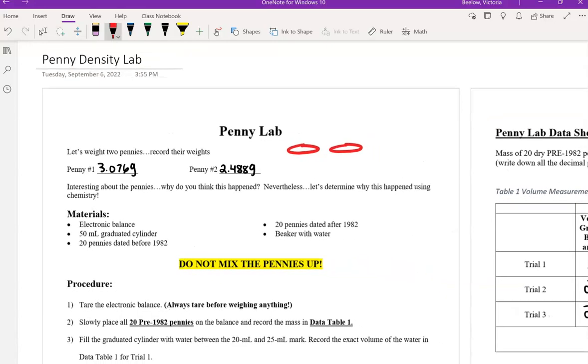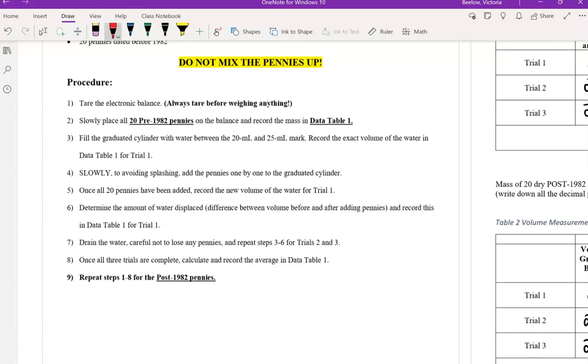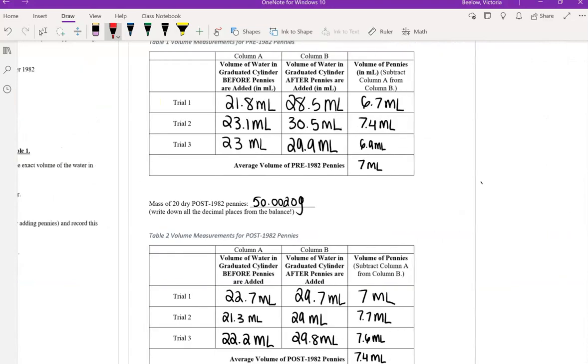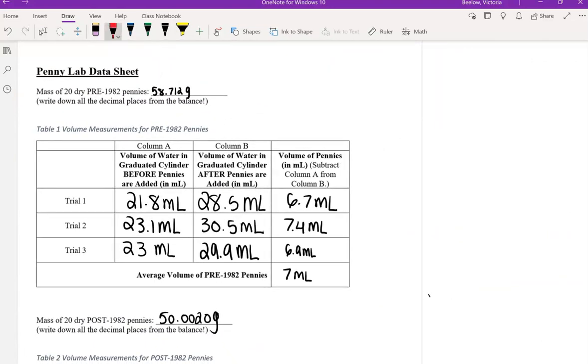And that was what this lab was examining: looking at pennies before, so pre-1982, and after, post-1982. Here is the set of data for both of those. So this was the mass of the pre-pennies, 20 of them. Again, to get a good average, we used higher numbers. So that was the mass, just putting them on the balance to weigh them.